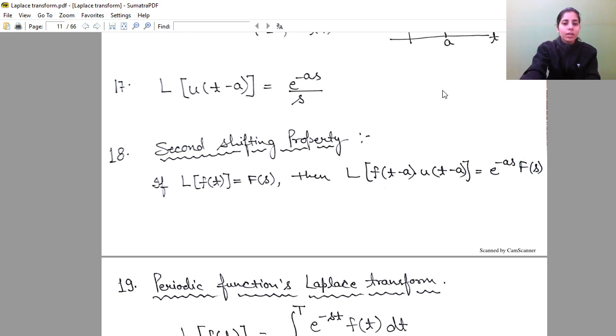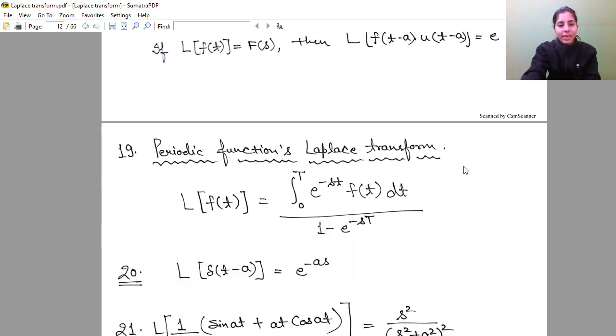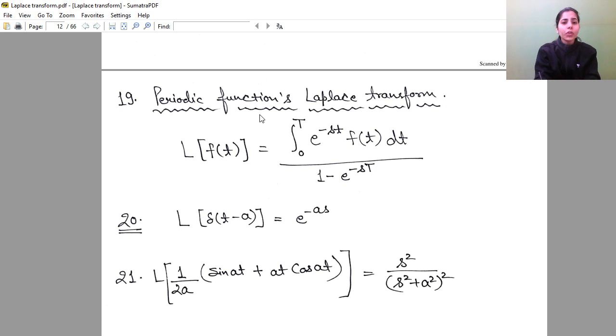If a function like f(t minus a) has been given to you, the function of t minus a multiplied with the unit step function, the unit step function has two particular values, as I have shown you in the graph of the unit step function when we discussed it. So you will get the answer e to the power minus as times F(s). Clear? Next, I'm going to talk about the Laplace transform of periodic functions.